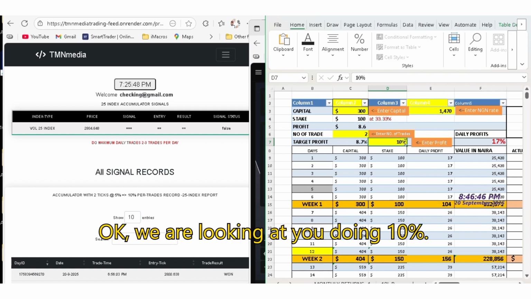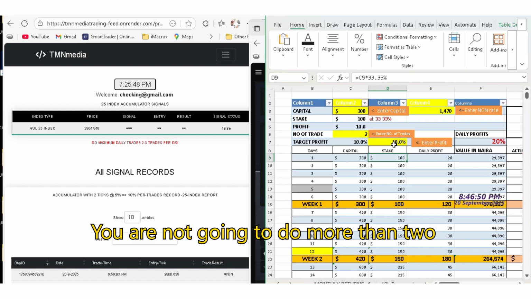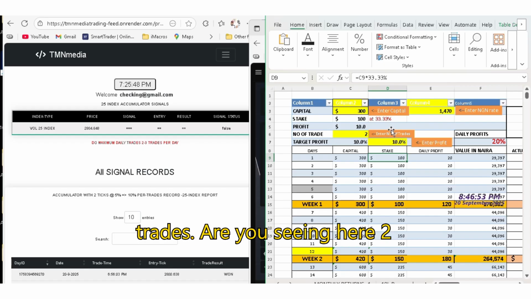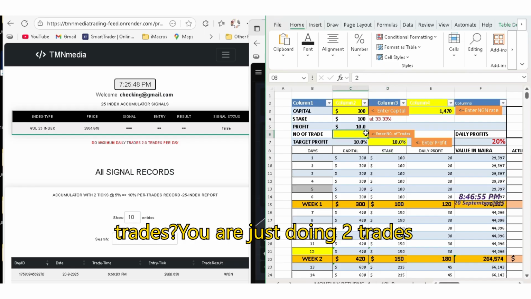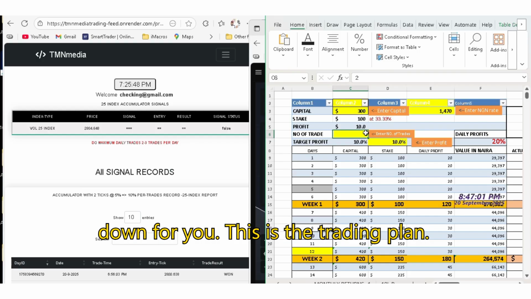Okay? We are looking at you doing 10%. You are not going to do more than 2 trades. Are you seeing here? 2 trades. You are just doing 2 trades every day. Now, I'm breaking this thing down for you. This is the trading plan.